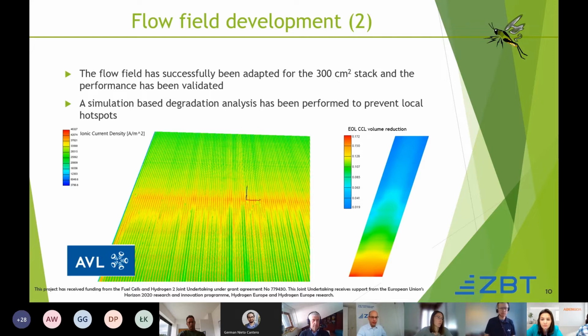And very new in our technology at ZPT, we have made some simulation-based degradation analysis to prevent that we have some local hotspots causing degradation and reducing the lifetime of the fuel cell stack. And the good thing is that we do not see any local hotspots for the degradation. Of course, there are differences at the cathode inlet or the cathode outlet regarding the degradation, but this is related to the technical operating conditions with low stoichiometries. And we thus have a good validation of the new Grasshopper stack design.